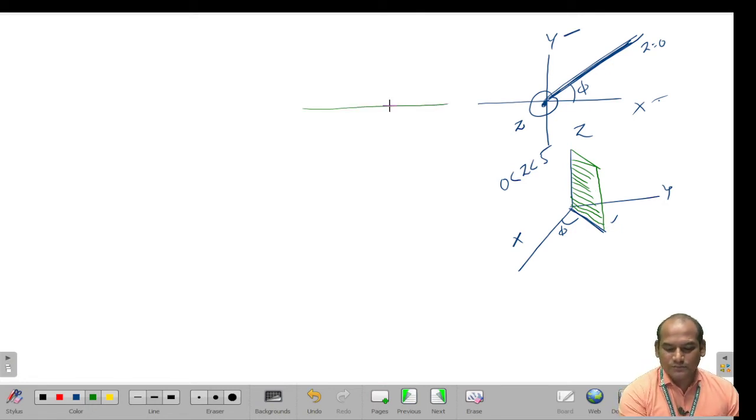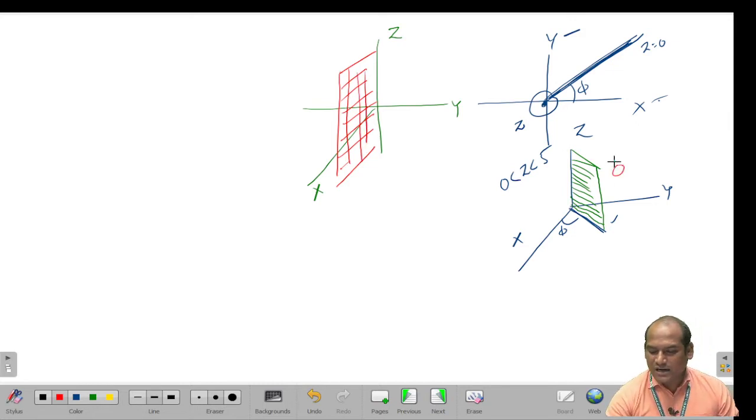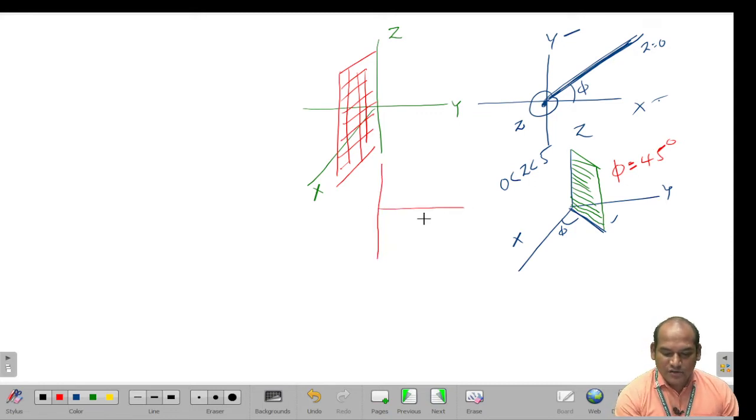For example, this is x axis, this is y axis, this is z axis. Now, phi is equal to 0, it starts from x axis only or xz plane only. So, phi is equal to 0 means like this you have to draw the sheet. Phi is equal to 45 already I have drawn here. Phi is equal to 90 means that is yz plane only.